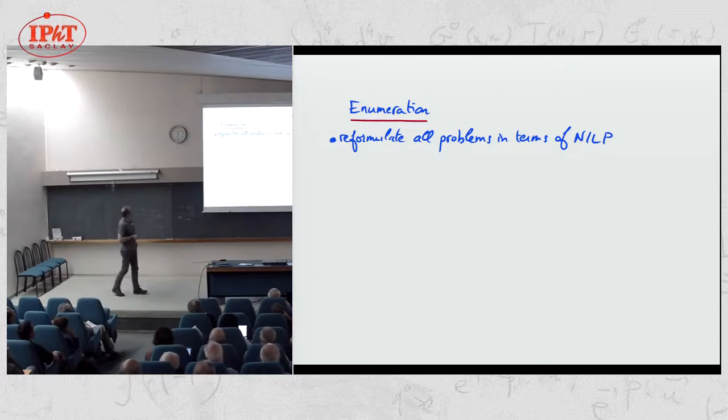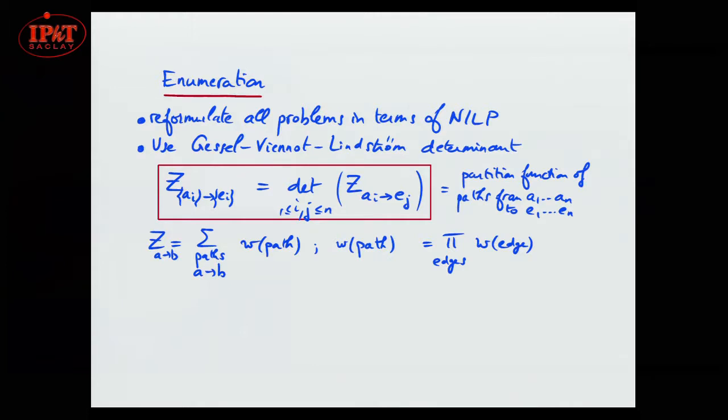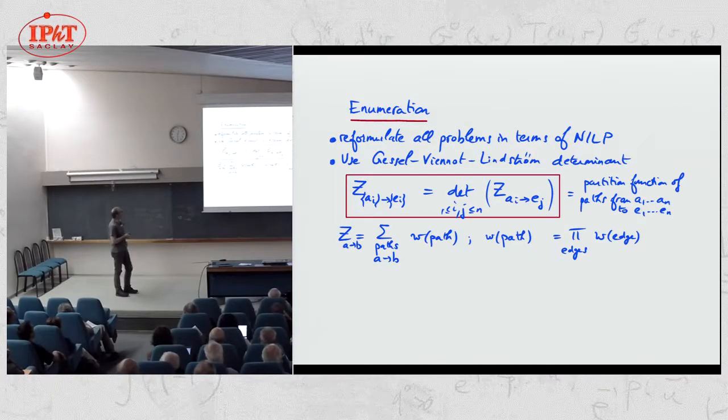We have to reformulate all the problems we look at in terms of these non-intersecting lattice paths. Once you have rephrased things in terms of non-intersecting paths, your partition function is basically the partition function for configurations of non-intersecting paths with fixed beginnings and ends. You have fixed starting points and fixed ending points, and the partition function is well known to be a determinant: the determinant of the partition function of a single path on the same structure, going from the ith starting point to the jth ending point. So you form a matrix with indices ij, and the determinant of this matrix computes this.